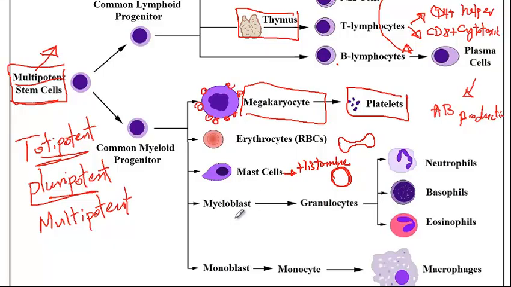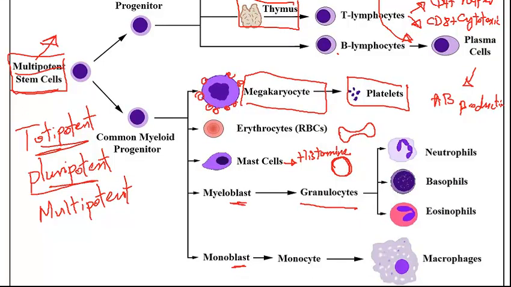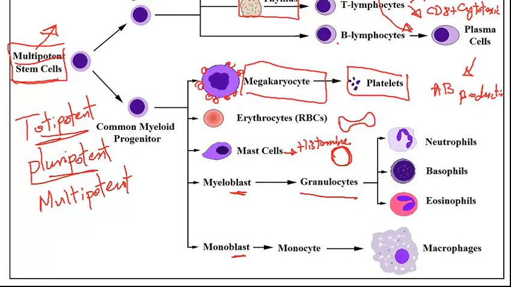Then we have the less mature forms of cells that are referred to as blasts. We have myeloblast, that is the immature form. Once it matures, it becomes granulocytes that give rise to neutrophils, basophils, and eosinophils. And then we have monoblast that, once it matures, becomes monocyte that gives rise to macrophages, the function of which is phagocytosis of different pathogens.